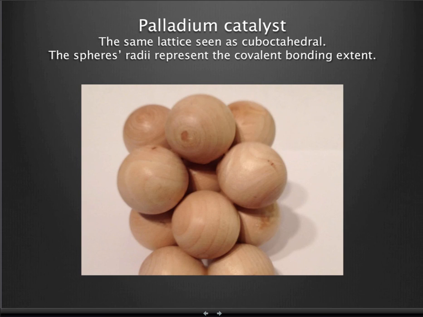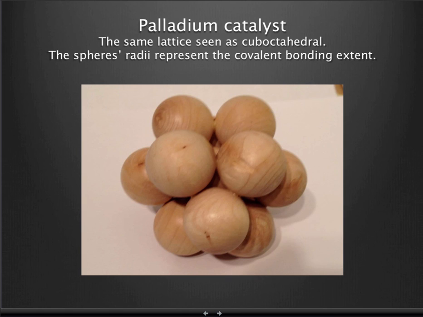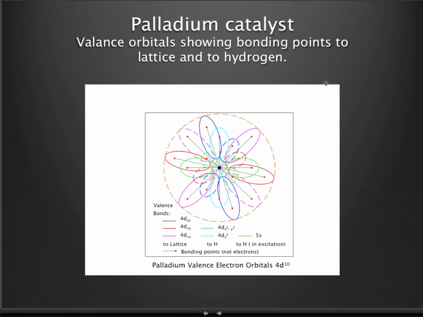Here we have a direct view of an O chamber. Here we have a direct view of a T aperture with the T chamber behind. Here we have a depiction of the 4d10 valence electron orbitals and their relationship to the covalent bonding of the lattice atoms and the absorbed hydrogen.